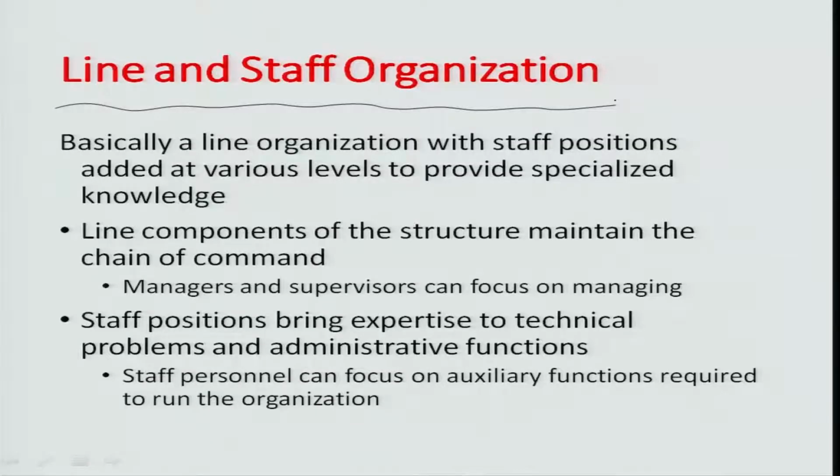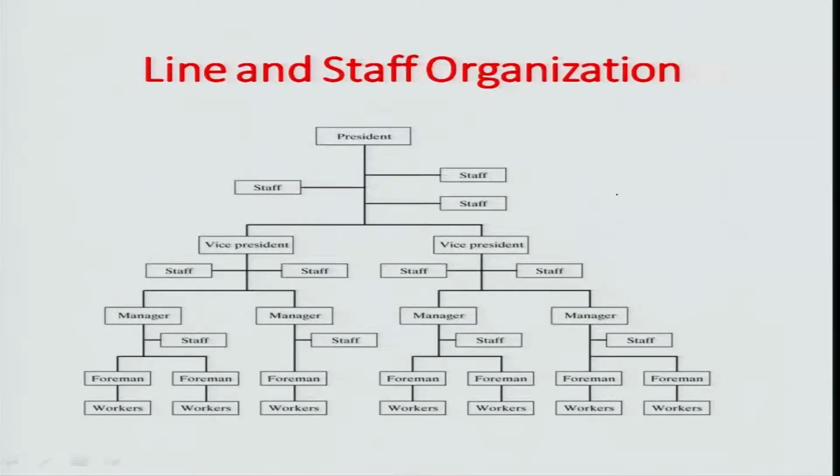So, basically there is a line organization in principle as far as the reporting activity goes, and as far as the authority and the supervisory span of control goes. The only difference that a line and staff organization would have is that staff positions are added at every level to provide specialized knowledge. For example, let us look at this particular line and staff organizational pyramid. A president has individual staff who may be responsible for giving him feedback. These are also known as advisors to the president.